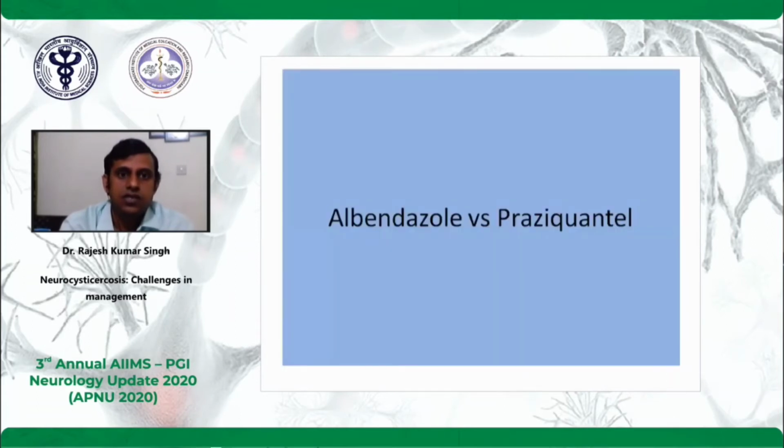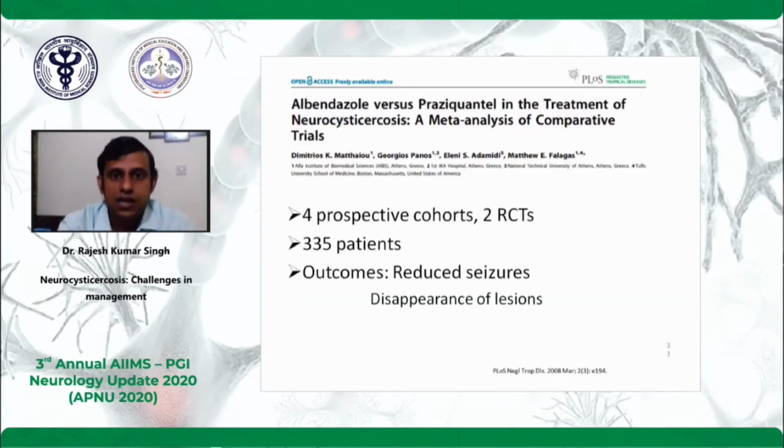So with this, there was no doubt that yes, albendazole should be given for the patient who is having viable cysts. And whether we should give albendazole or praziquantel, albendazole has different mechanisms of action as compared to praziquantel. Albendazole acts by energy depletion, while praziquantel causes muscle paralysis. So there has been again a meta-analysis done on whether we should use albendazole versus praziquantel. There are 2 RCTs and 4 prospective cohorts, and the outcome was reduction of the seizure frequency and disappearance of the lesion.